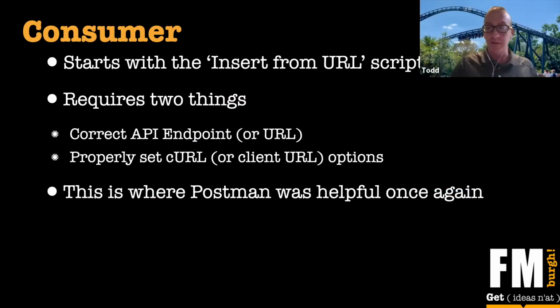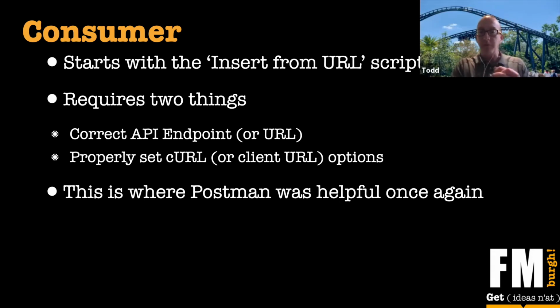And so now we can go in and start looking at FileMaker as the consumer. It all starts with the Insert from URL script step, which only requires two things: the correct API endpoint. Usually there's some type of base URL and then additional modifiers, as you saw, between the authentication and the find. So you just need to know what that's going to be. And then you just have to set up your cURL or client URL options.